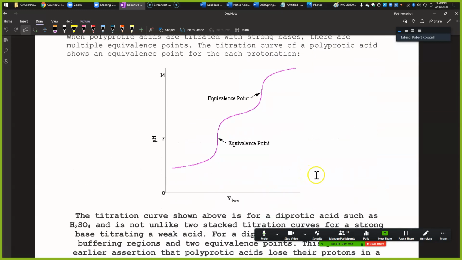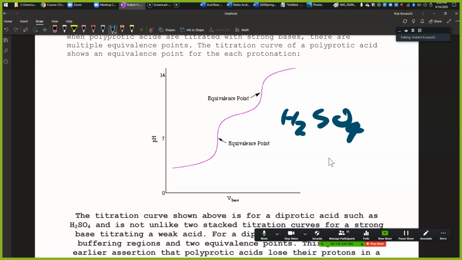What's going on with this titration curve? Why does it have 2 equivalence points? Because you added more base? No, no. What happens at the equivalence points? The amount of acid and the amount of base are equal to each other. But what if the acid that I'm using has 2 H's on it? What if it's polyprotic?